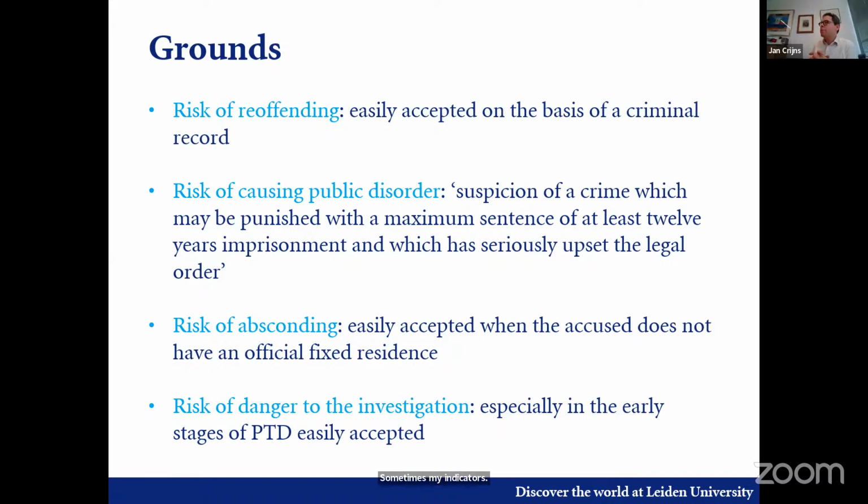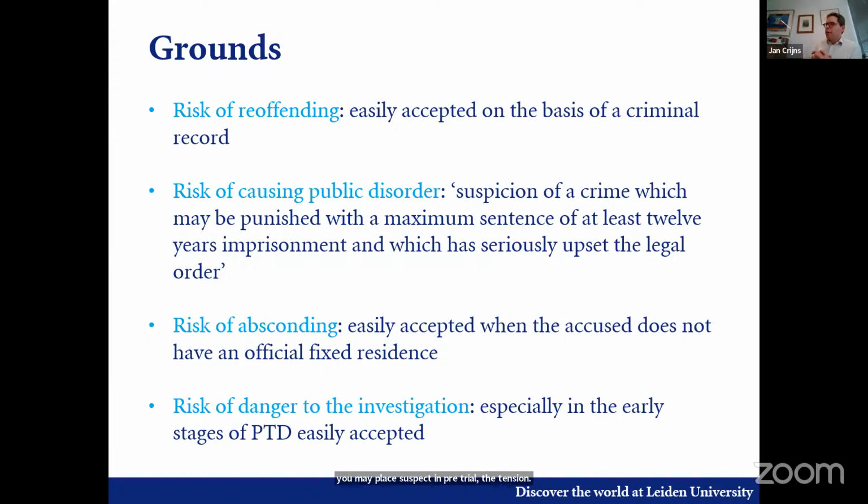The fact that you have a criminal record may be a good reason to place you in pretrial detention. Well, the risk of causing public disorder is described in Dutch law as a suspicion of a crime which may be punished with a maximum sentence of at least 12 years imprisonment and which has seriously upset the legal order. So, if there is a suspicion of a crime with a maximum sentence of at least 12 years, and this crime has seriously upset the legal order, then you may place the suspect in pretrial detention.